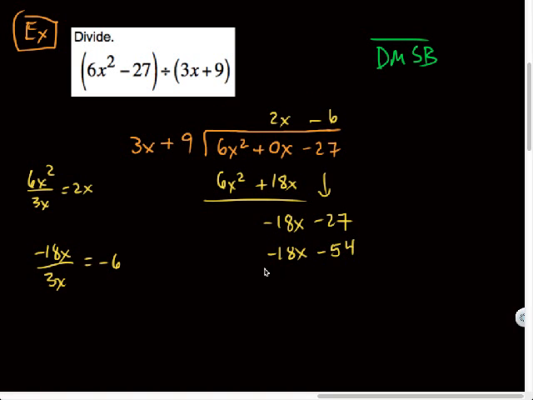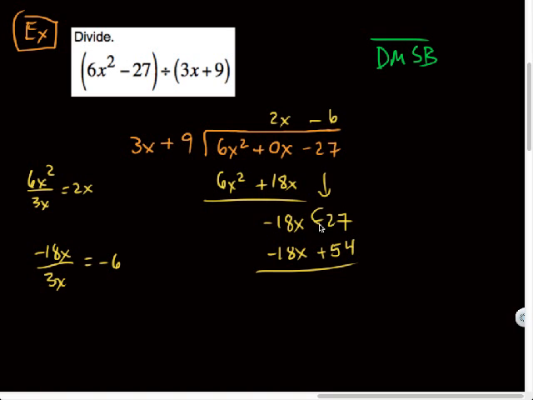That's all right. And now we're on the subtract step. Okay, here we go. Here's a good question. Negative 18x minus a negative 18x. That's the same as plussing it. That's 0, which is what we want. Well, let's see, the real question, what's going to go here? Negative 27 minus negative 54 is going to become plus 54.